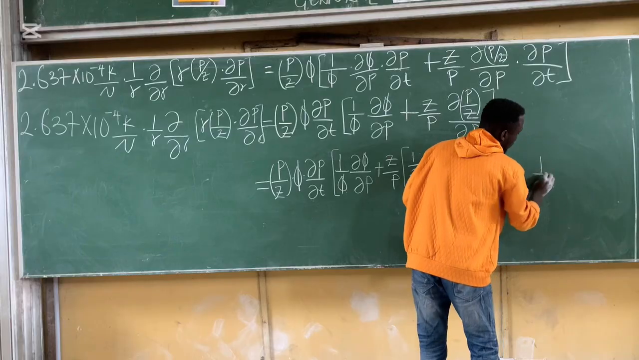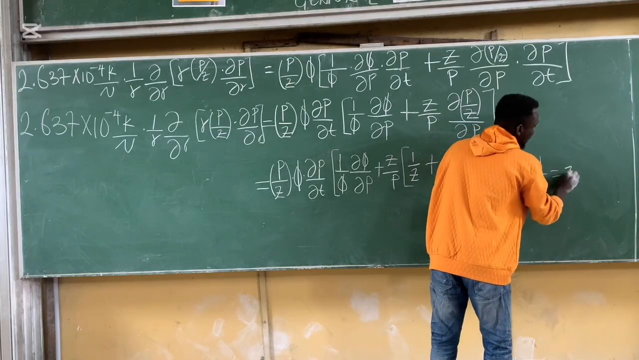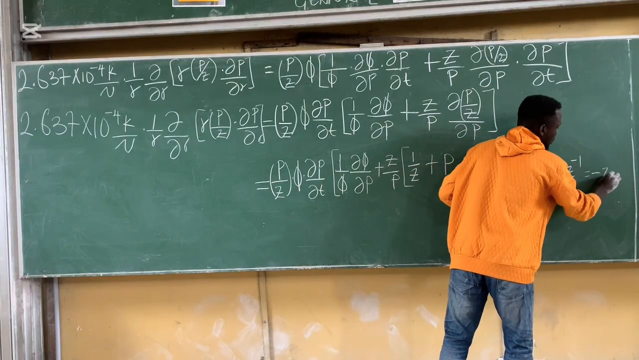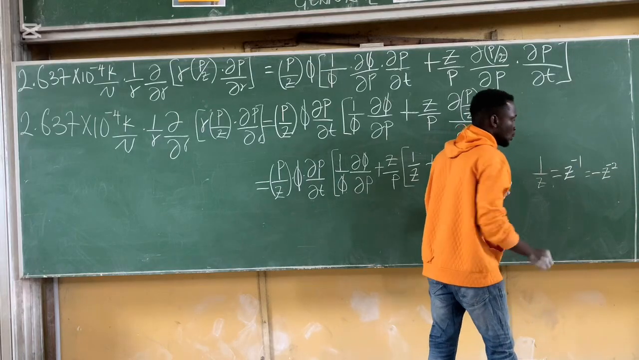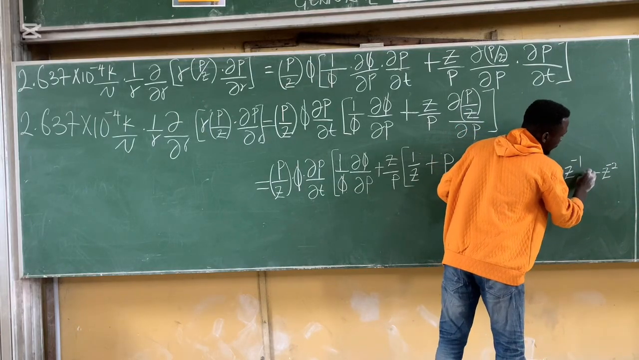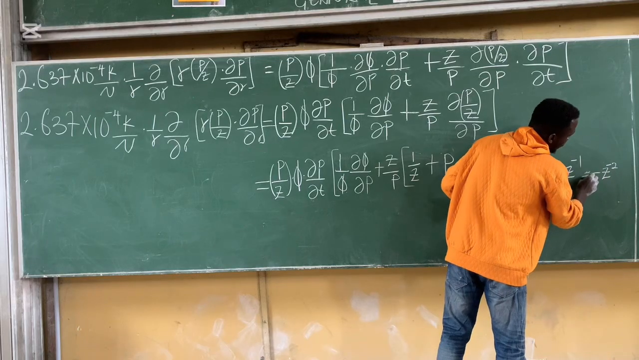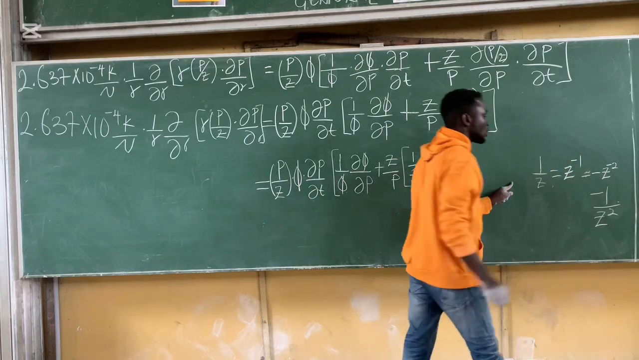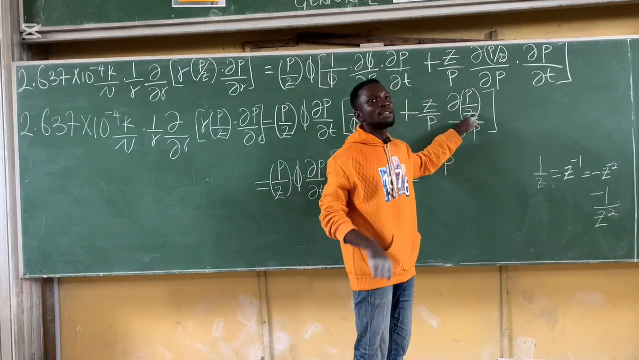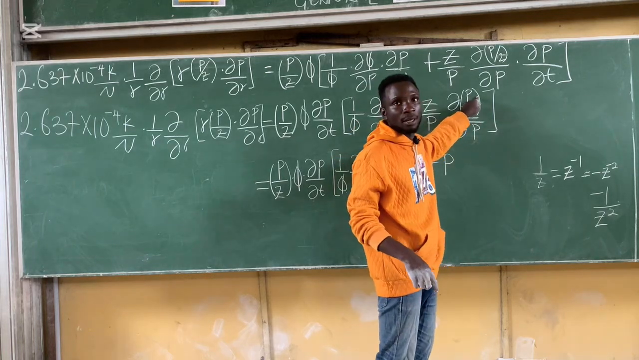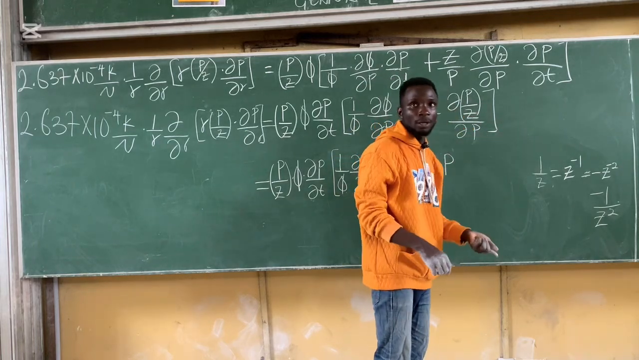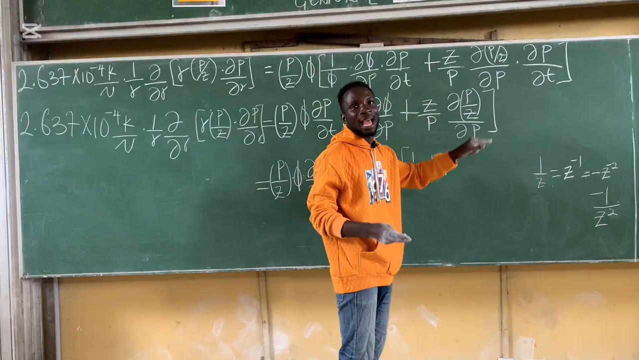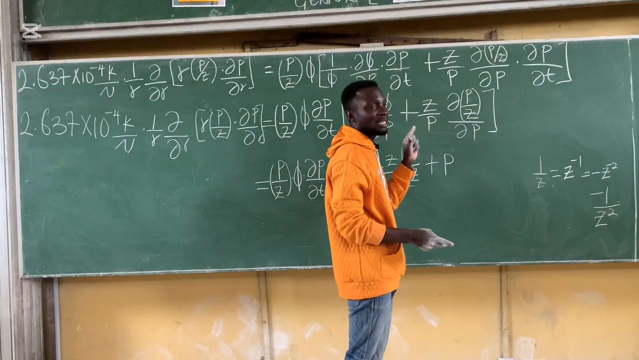Remember that this is 1 over z. 1 over z is the same thing as z raised to the power of minus 1. If you differentiate this, it will give you minus z raised to the power minus 2. So this thing can also be written as minus 1 over z square. But now we know that z is a function of p, depending on p. So instead of differentiating this one the way we differentiated p here, we have to differentiate 1 over z implicitly.